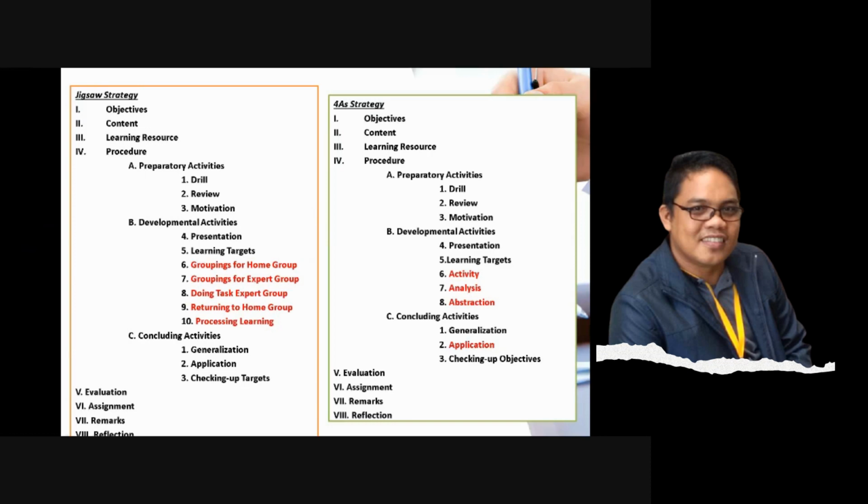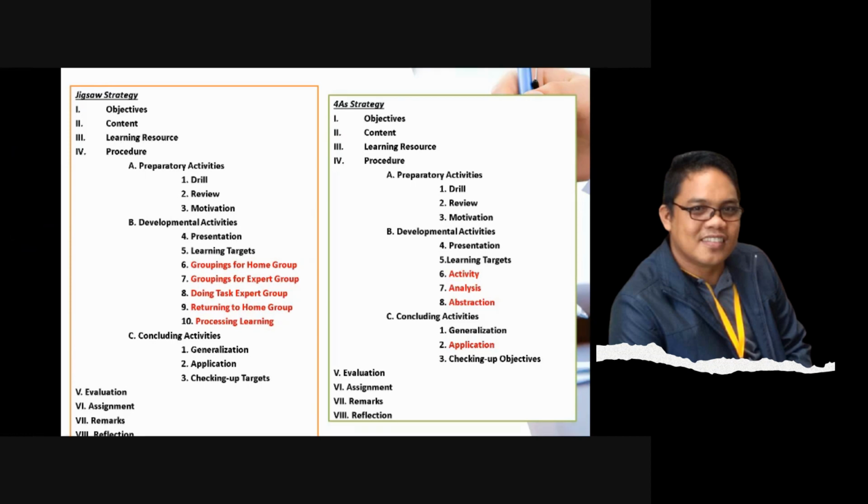So, under the developmental activities, we have presentation, then 5 learning targets. For jigsaw strategy, kasi yung jigsaw strategy is more on grouping. So, 6 groupings for home group, expert group, then home group again, then processing learning. So, ito yung nagkaiba na po dito yung jigsaw strategy with the 4A strategy. Kasi yung 4A strategy is activity, analysis, abstraction, and application.